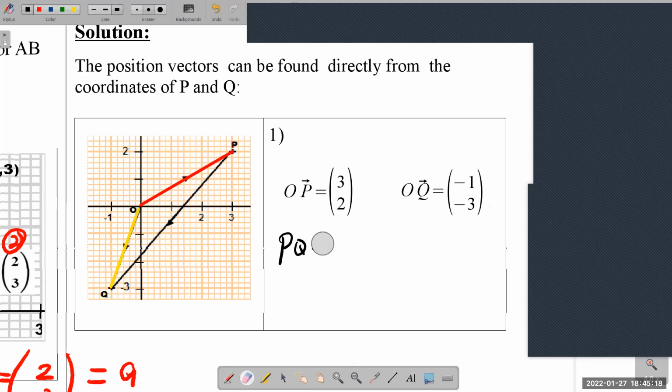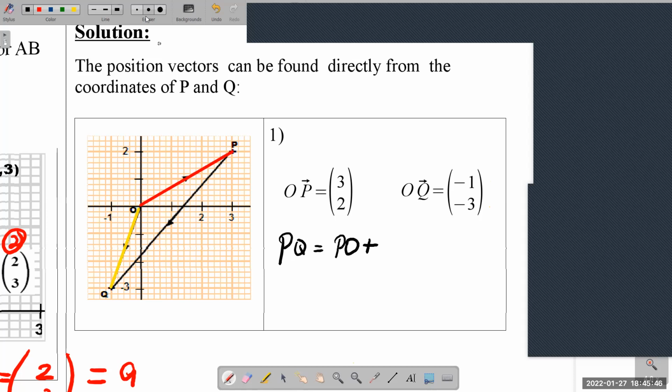So which letter has to switch? Which one has to switch? Does OP need to switch or does OQ need to switch? Who needs to come first? What do we have to start off with? We must start off with P, right or wrong? So instead of OP, what are we gonna have instead? PQ is gonna equal to what? PO, very good, plus what?